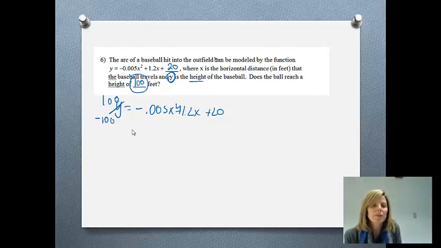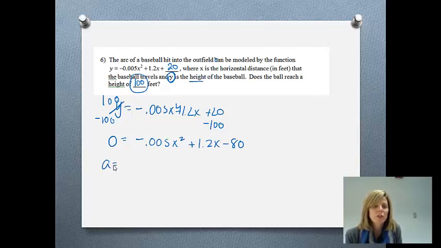Now, we're not allowed to find the discriminant unless the equation equals 0, so the first thing that I'm going to do is get rid of this 100 by subtracting 100 from both sides, and just notice that over on this side, I put it over with the one that doesn't have an x as well. So we're going to get 0 equals negative 0.005x squared plus 1.2x, and then 20 minus 100 will be negative 80. Right, now we are set to find the discriminant.